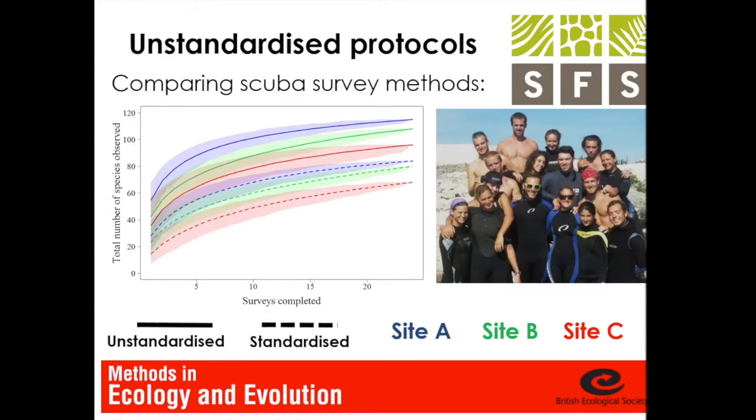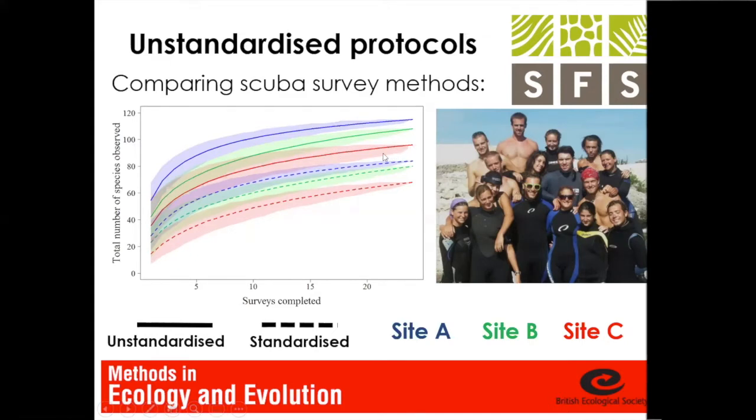And we were able to find that actually we got similar results in terms of how the sites compared with their diversity, the number of species that are recorded using both methods. But we also found that the more unstandardized protocols returned a lot more species. So if you look at the red line, there's the lowest diversity site using the reef method.